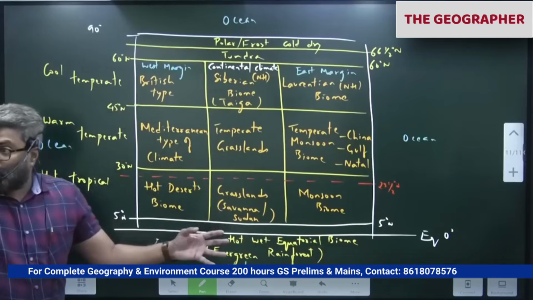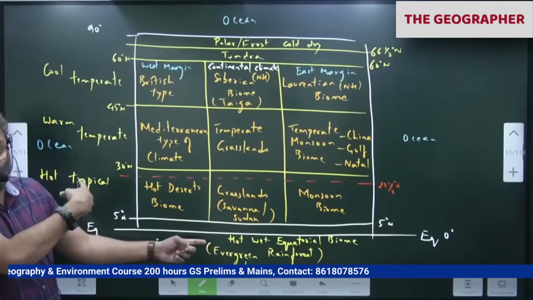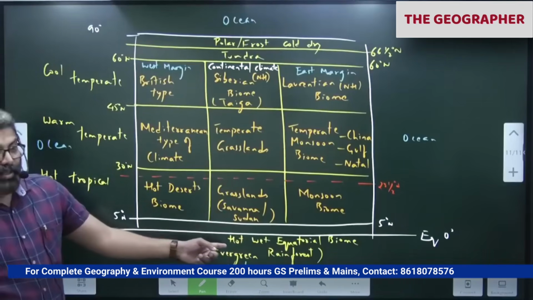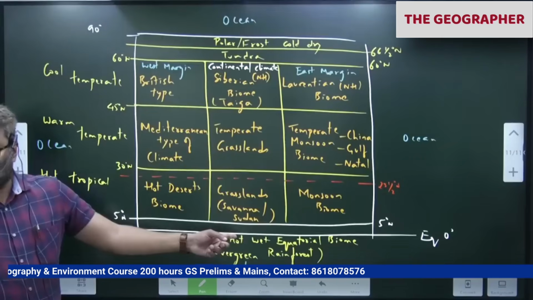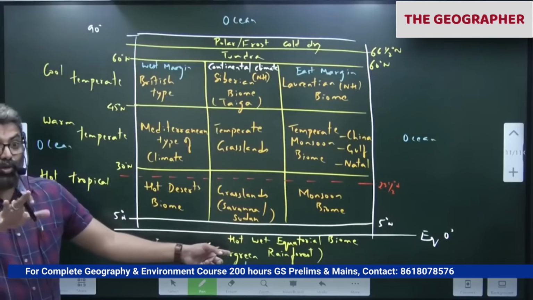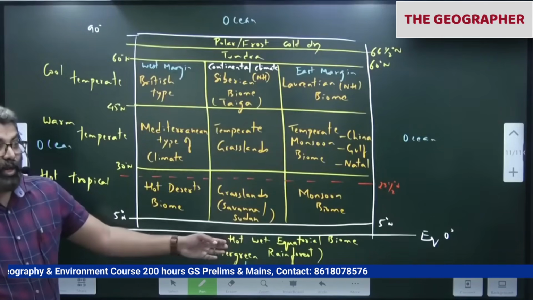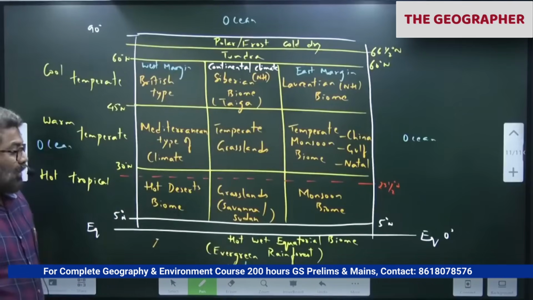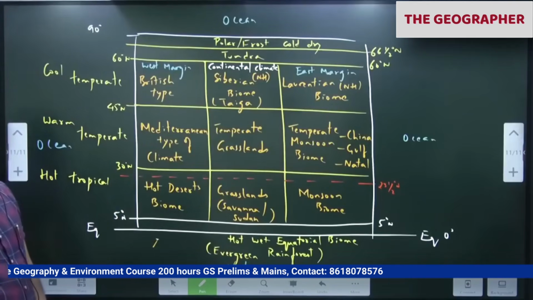So because of that condition, animals will live. Remember I was showing you the frogs, poisonous frogs. They all live here. Anaconda, they live here. Jaguar, I was showing you jaguar, they live here in this habitat. Okay. So hot, wet, equatorial biome.